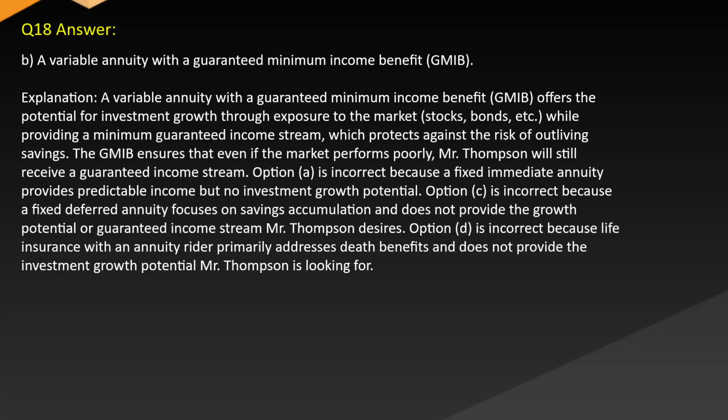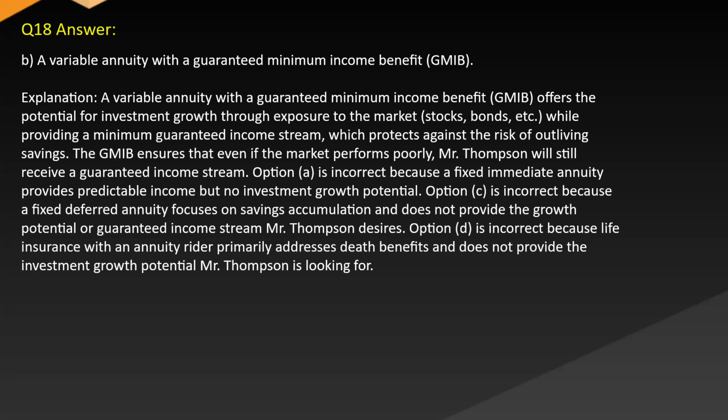Answer. B. A variable annuity with a guaranteed minimum income benefit, GMIB. Explanation. A variable annuity with a GMIB offers the potential for investment growth through exposure to the market, stocks, bonds, etc., while providing a minimum guaranteed income stream which protects against the risk of outliving savings. The GMIB ensures that even if the market performs poorly, Mr. Thompson will still receive a guaranteed income stream.